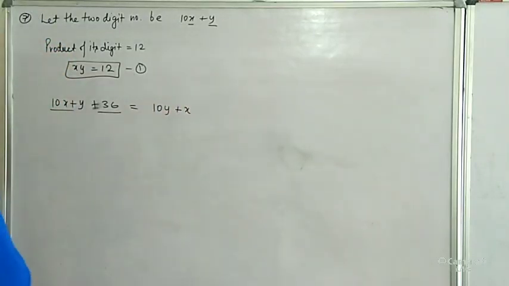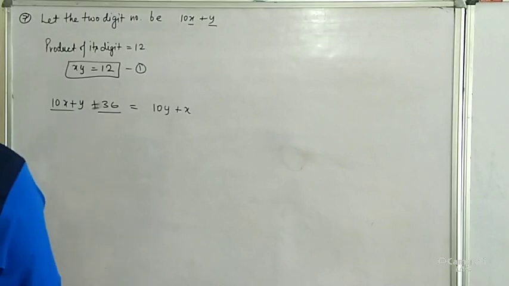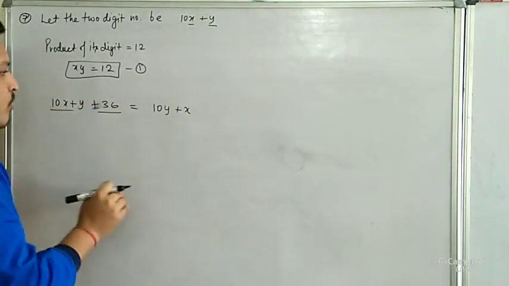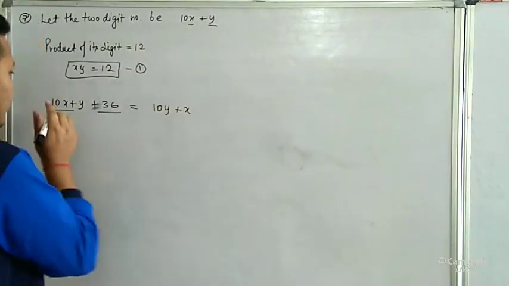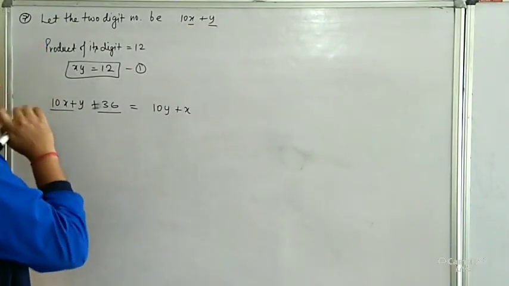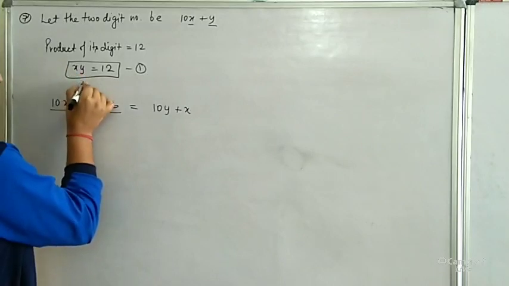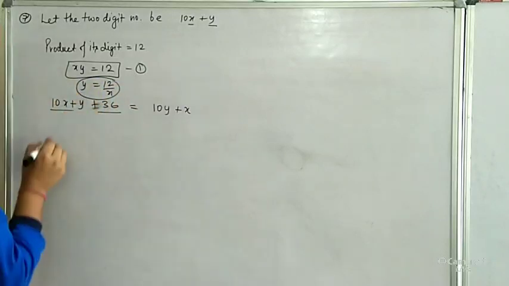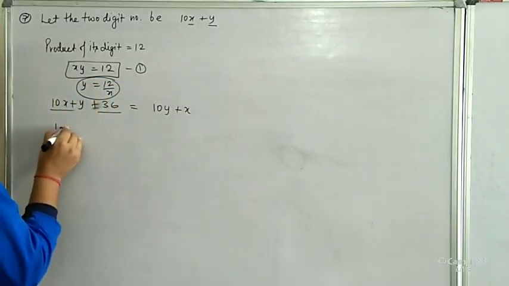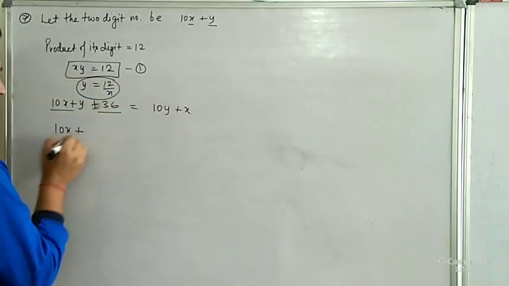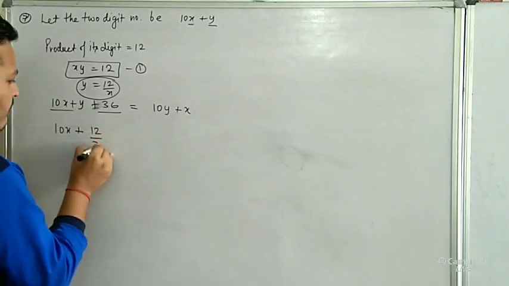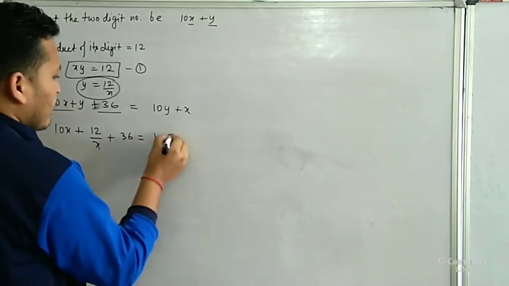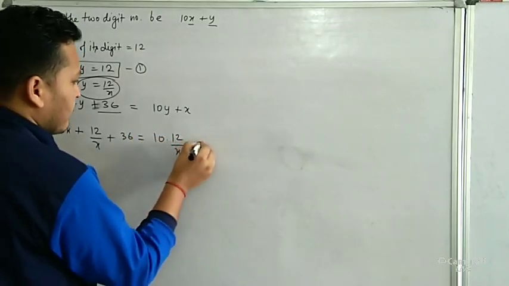Now the question is to find the number. So substitute the value of y here, so we will get our equation in the form of x. So what is the value of y? We can write y from here: y is equal to 12 upon x. So substituting the value of y here, it becomes 10x plus 12 upon x plus 36 is equal to 10 into 12 upon x plus x.